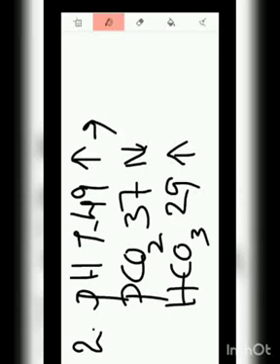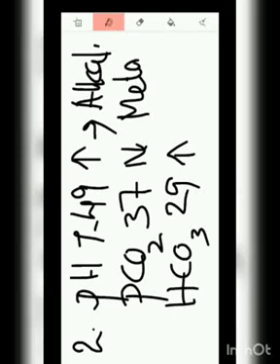Try to identify. pH increased means it is alkalosis. Then see the value of carbon dioxide. That is not related with alkalosis, because it is normal. See the value of bicarbonate. It increased, base increased. It means it is alkalosis. What type of alkalosis? It is metabolic. So it is a type of metabolic alkalosis. Clear, no? Then try to identify whether it is compensated or non-compensated.